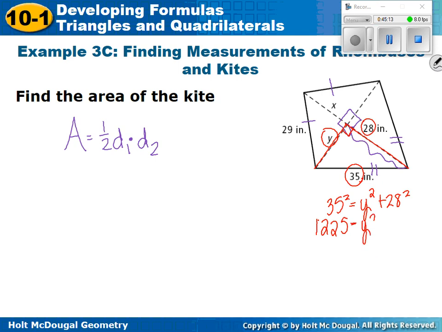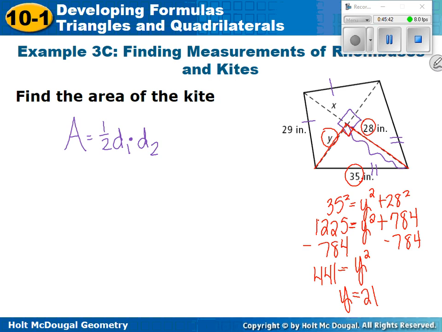equals y squared plus, what's 28 squared? You should be writing this down. 784. And then we're going to subtract 784. So we have y squared equals what? 441. And then we're going to take the square root. So what is y equal to? 21.